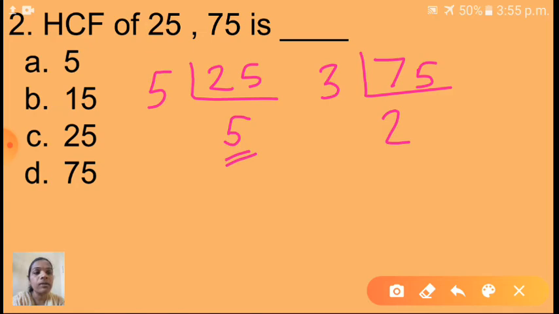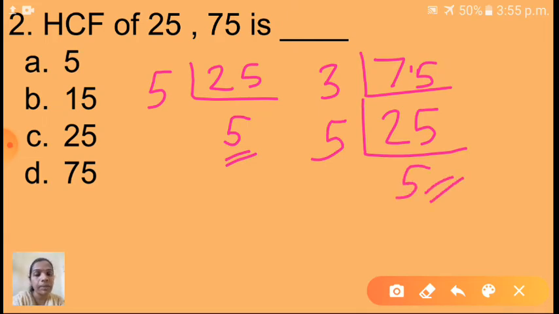So it becomes 15. That means 5 3's are 15. Okay. Again, this 25 will come in which table? Very good, 5. 5 5's are 25. Here we got what? Prime number.